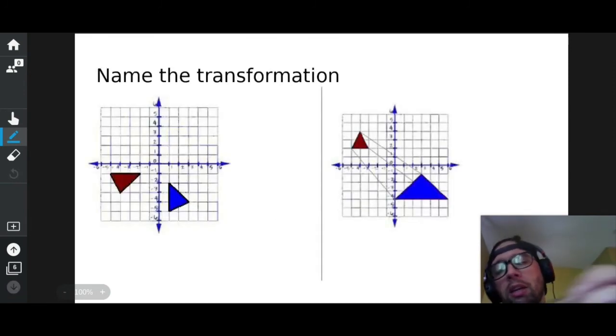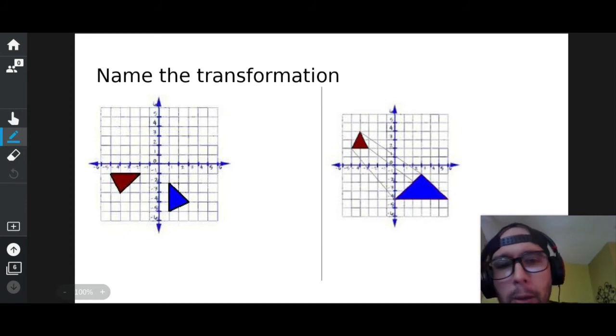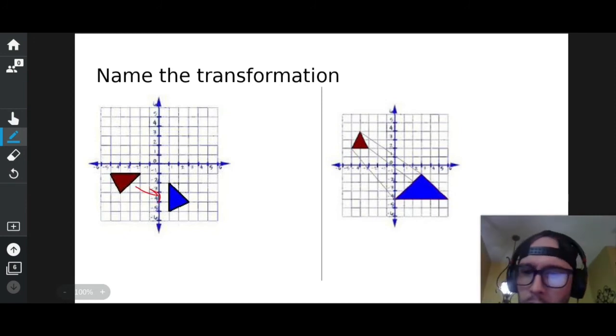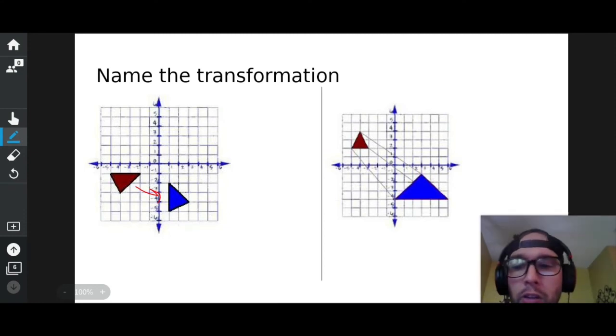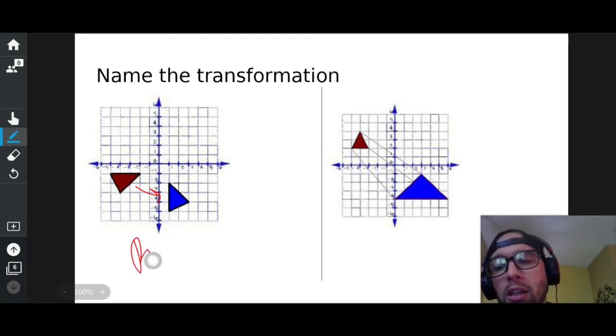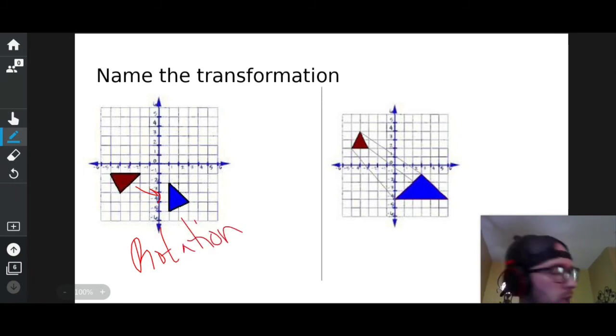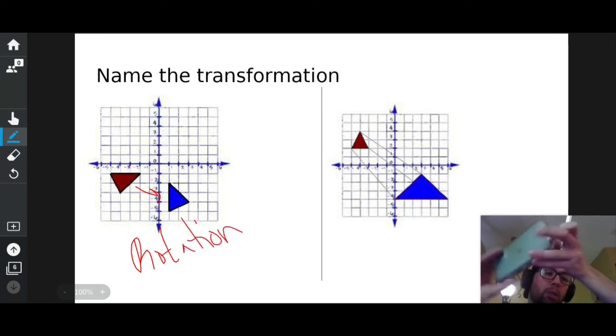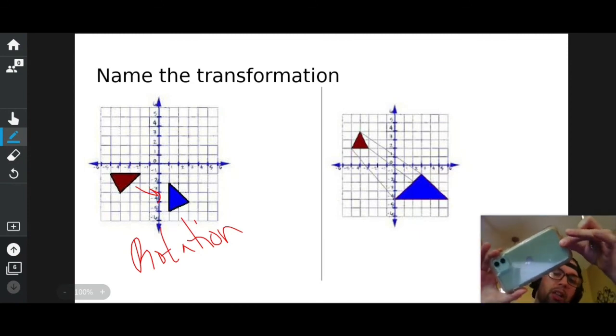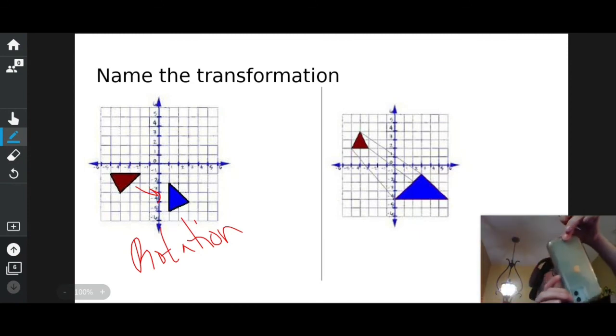Name the transformation. It looks like to get from red to blue, it's not me just moving it. It's not a mirror image. This looks to me like a rotation. It looks like if I were to take my shape, and my shape looks like this, and just kind of go like that, there's its new spot.